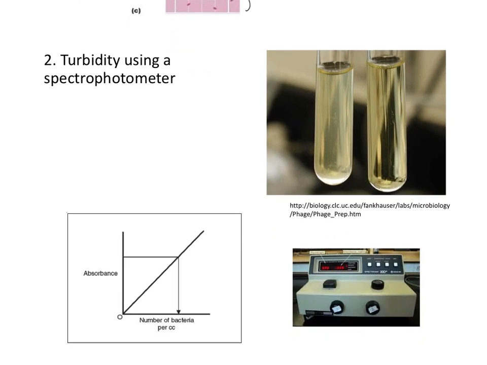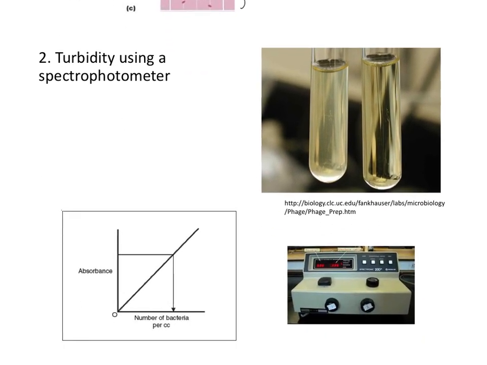You can measure turbidity using a spectrophotometer. If you took Bio 120, you should be familiar with a spectrophotometer. Remember, what that machine does is it shines light through a sample. And so you can quantitate basically the color of a sample, or in our case, we're trying to quantitate the turbidity of a sample.